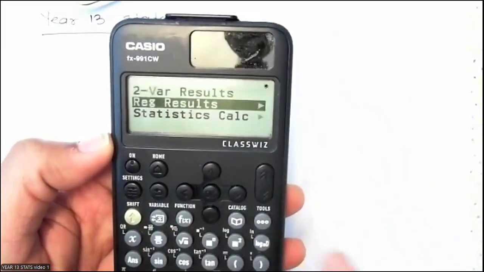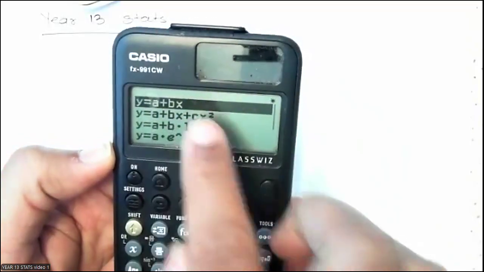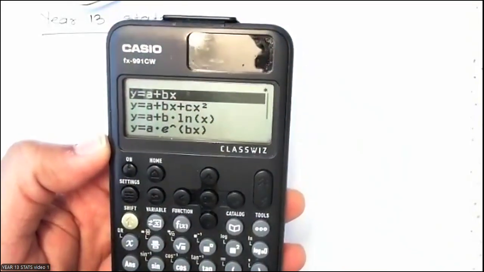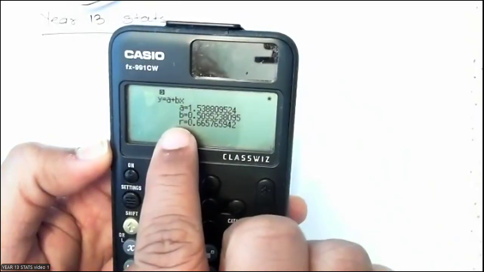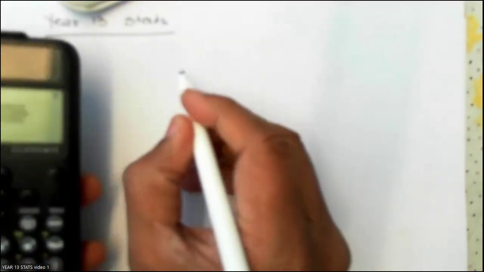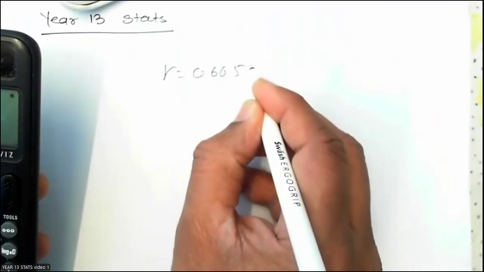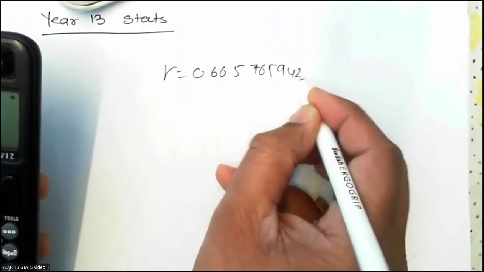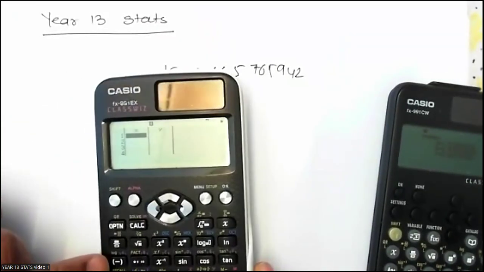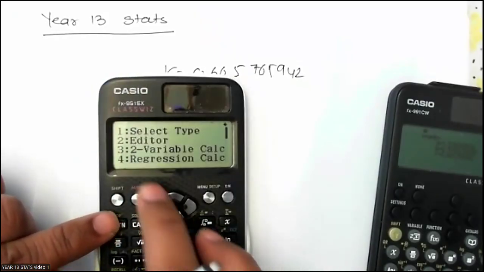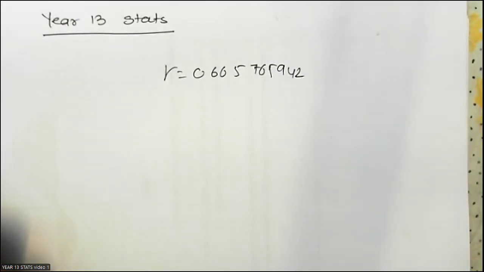We go to regression results there, and this is y = a + bx, two variables linear correlation, and that gives you the value of r. r is the product moment correlation coefficient. So r comes out as 0.665765942. This is the value of r, and you should do the same thing on your calculator. After that you press option and do the regression calculation there, result number 4, and get that value. So guys, check if you can get that value, if you match my answer here.